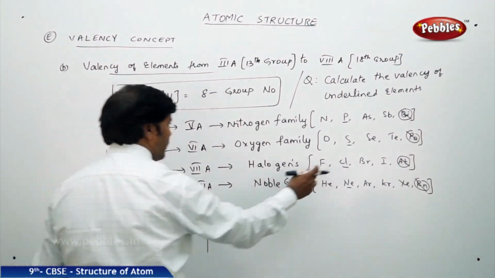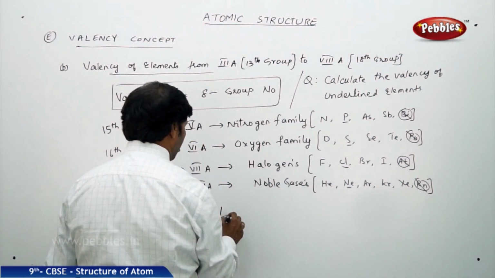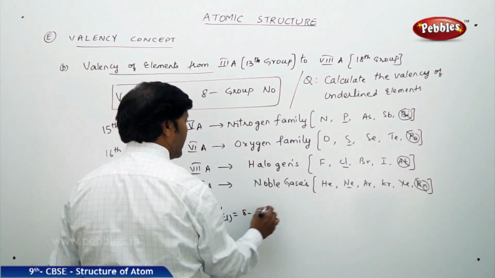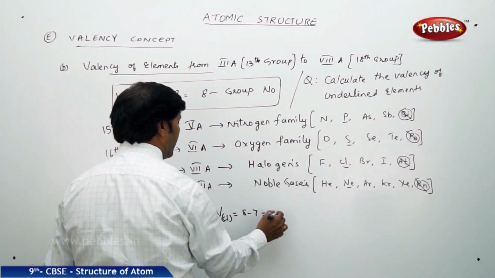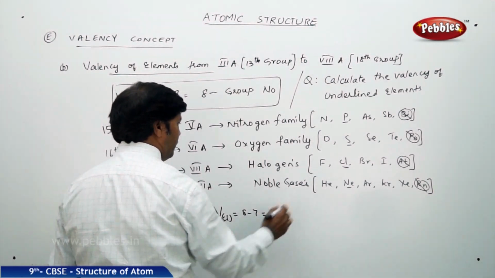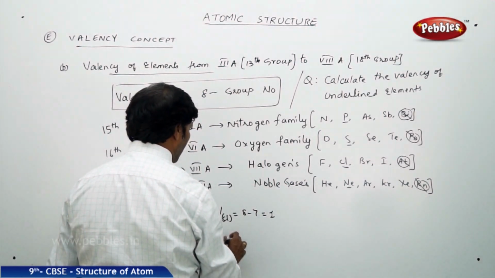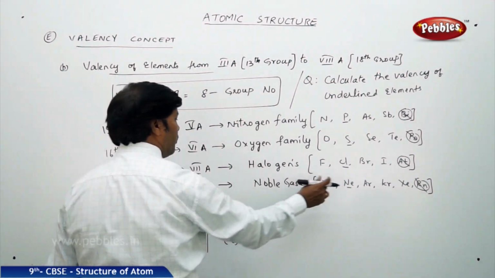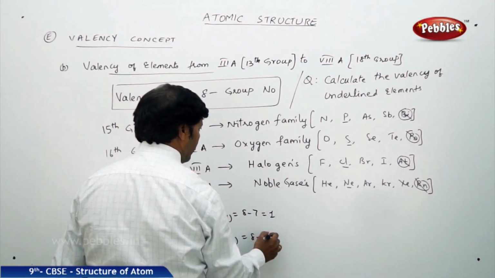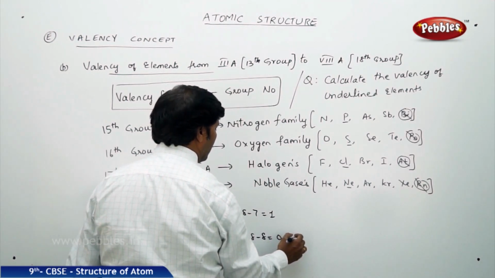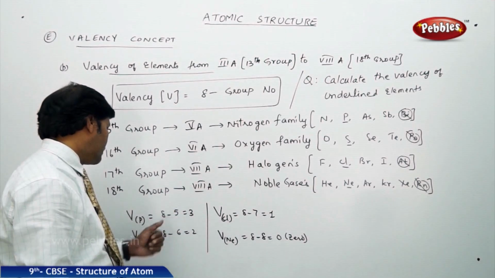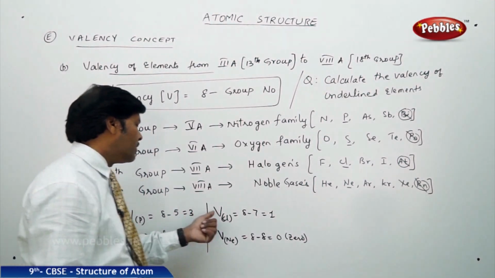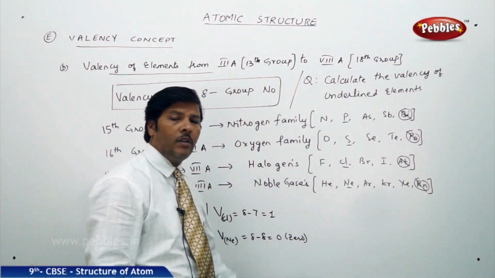Similarly, valency of chlorine, Cl, is equal to 8 minus its group number, 7, halogens, which is equal to 1. Valency of neon is 8 minus the group number 8, which is equal to 0. Therefore the valency of phosphorus is 3, sulfur is 2, chlorine is 1, and neon is 0 respectively.